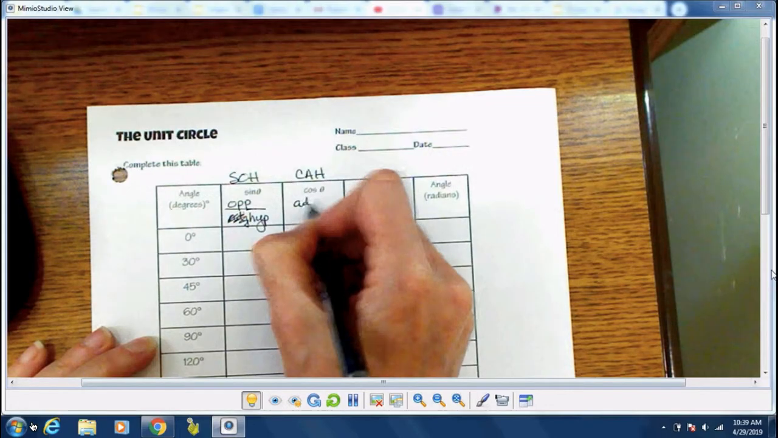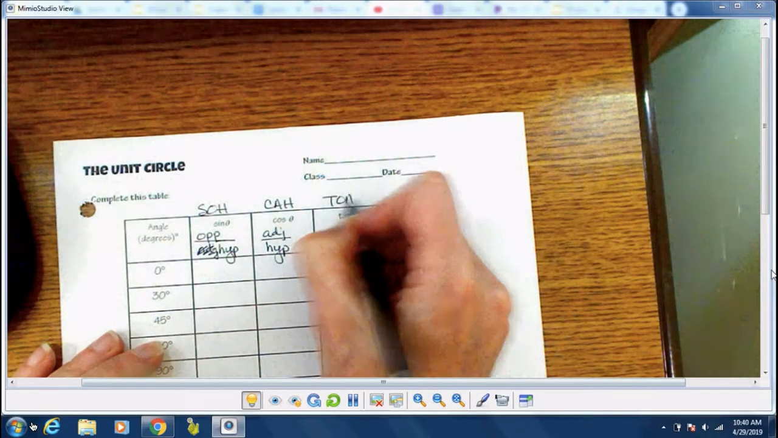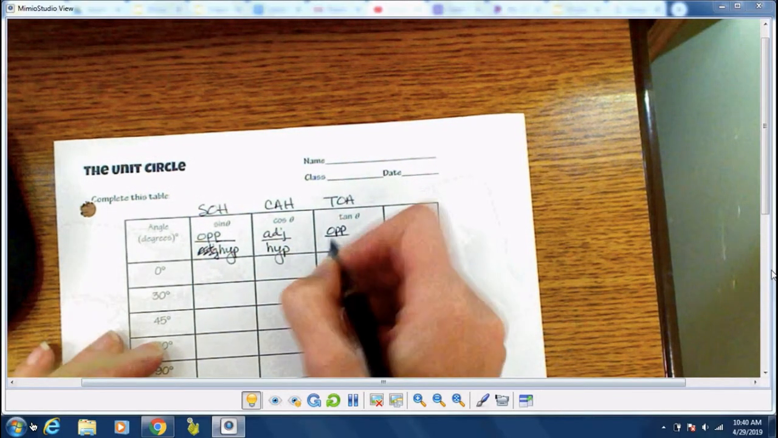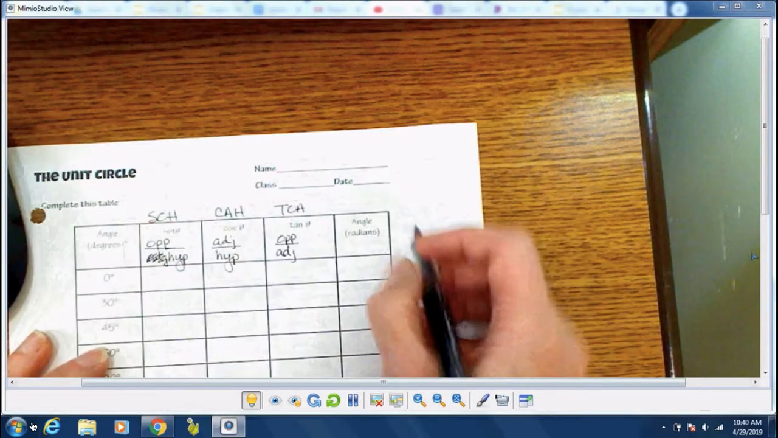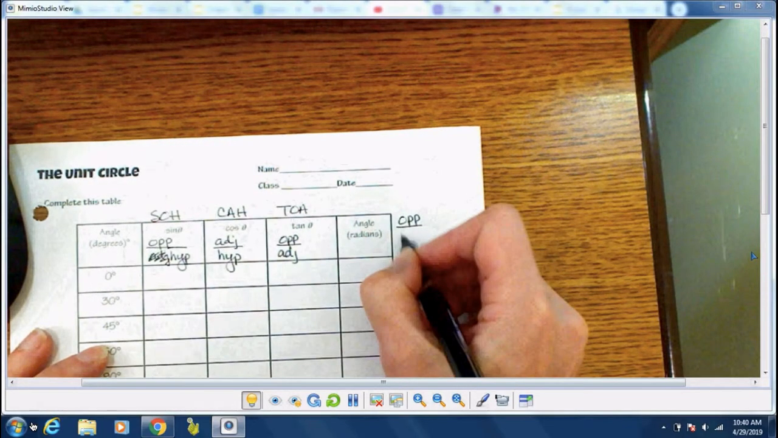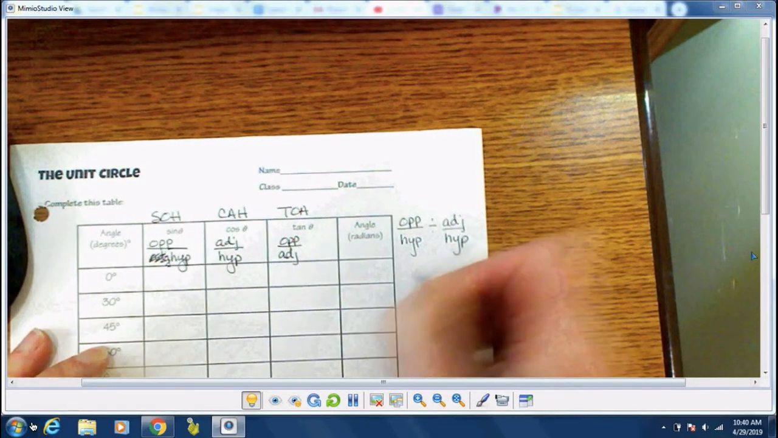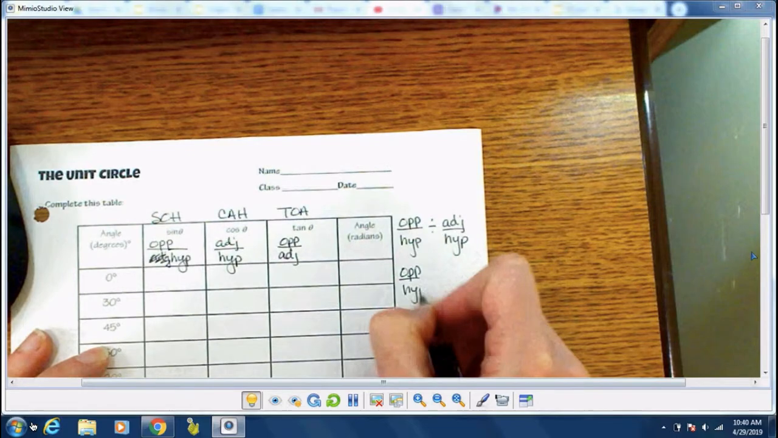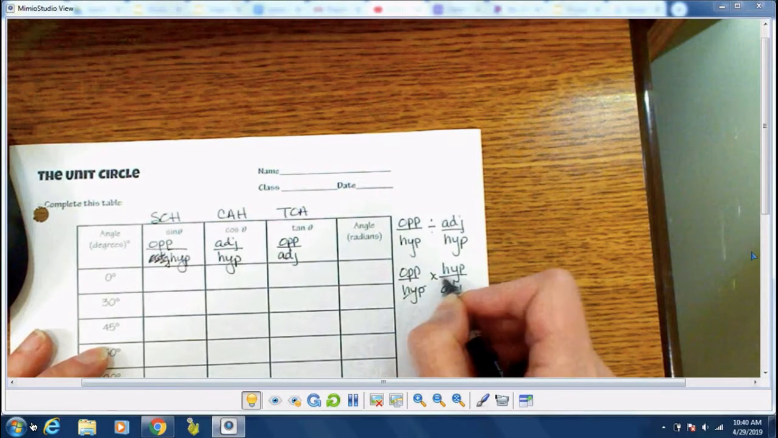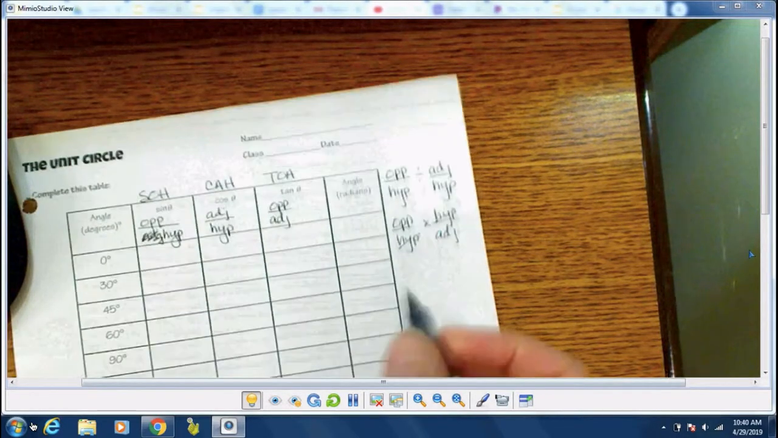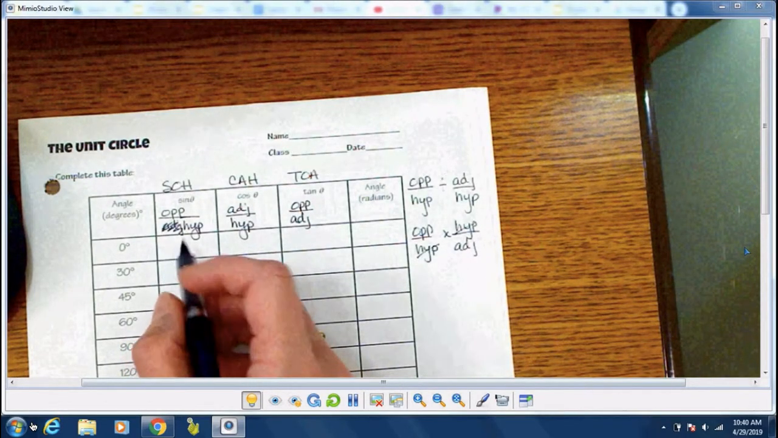Cosine is adjacent over hypotenuse. And tangent is TOA, opposite over adjacent. So you could also look at tangent as sine divided by cosine, or sine over cosine. So when you go sine divided by cosine, you keep the first fraction, change the sign to multiplication, and you flip the second fraction. Okay, the hypotenuses, sure that's how you say it, divide out and you're left with opposite over adjacent.